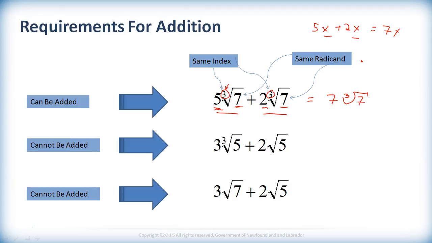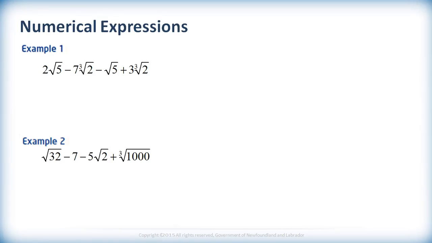Notice that in the next two examples, the first one, we've got a cube root and a square root. Nothing we can do to add those together, so we'd have to leave that expression as it is. And in the last one, although we have two square roots here and the indices match, we do not have the same radicands. And without the same radicands, we're not in business here at all, so no deal. We've got to move on. Let's see what else we've got.